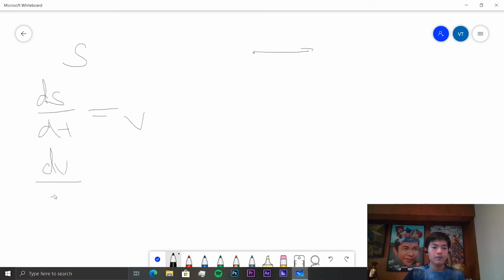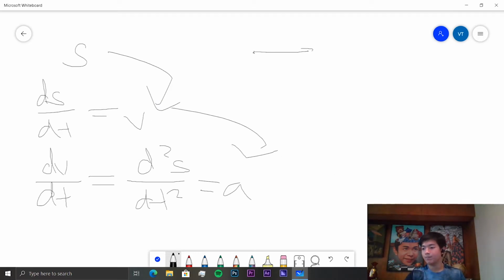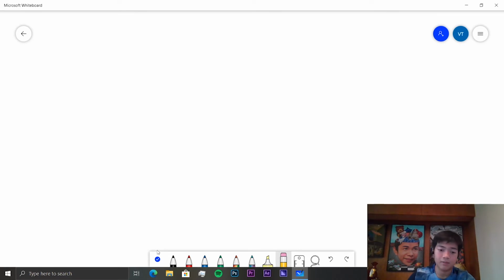And the derivative of velocity over time, which is equal to the second derivative of displacement over time, is equal to acceleration. So we need to know if we derive displacement once, we get velocity. If we derive it again, we get acceleration. And yeah, so that's pretty much it. So now we can jump into some problems. I'll stick to the odd ones for today.